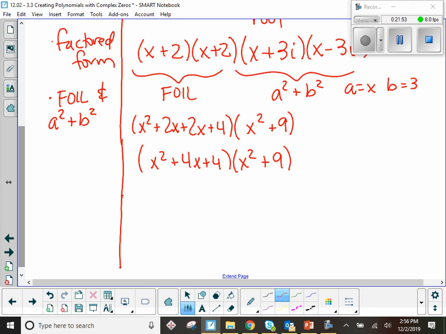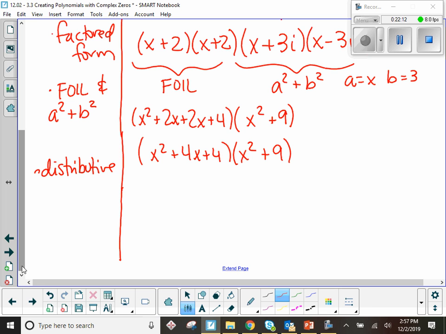Who's to this step correctly? Okay, so then after that multiplying, you have options. You can do box method if you like box method. I like to just think of it as repeated distributive property. So I think of it as distributing the first term into that parentheses, and then the second term, and then the last term. And then I just combine like terms.